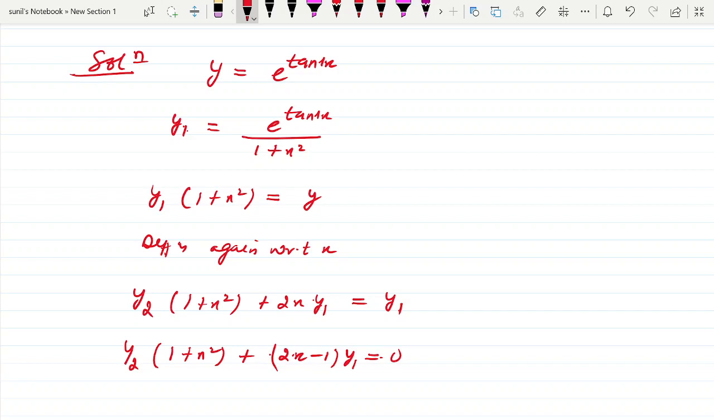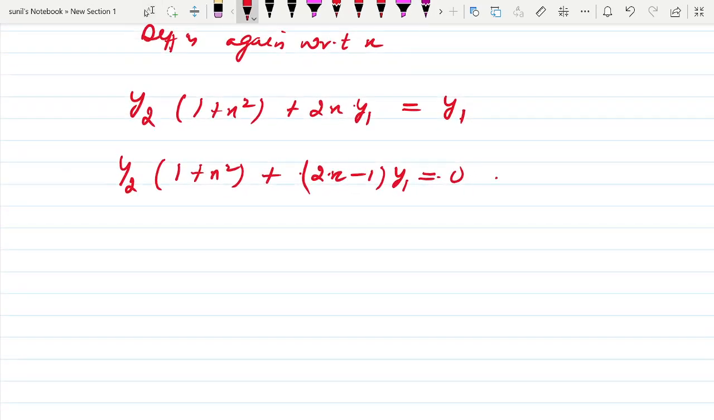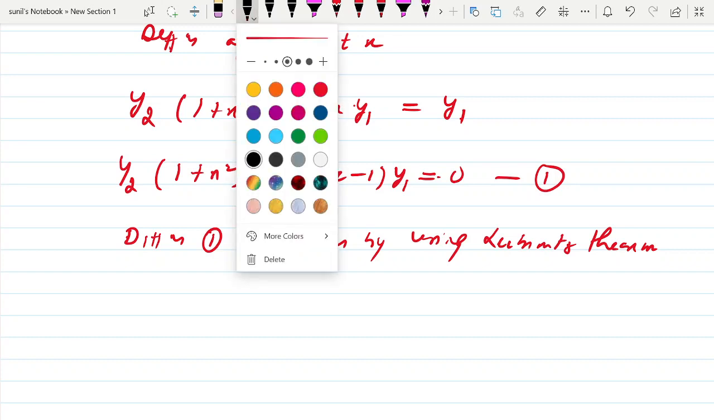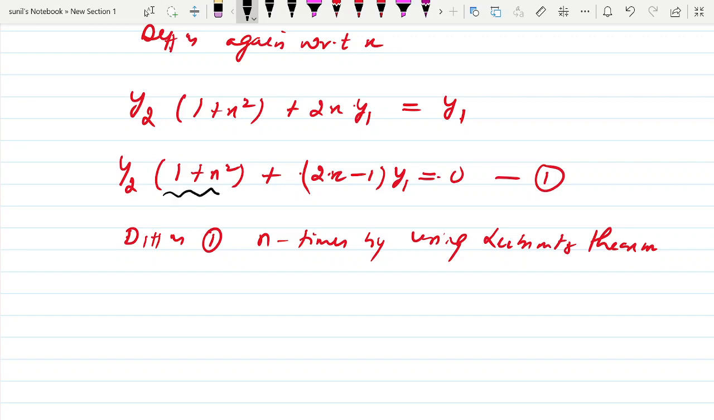Now try to understand how we are going to establish the relation. Now let it be 1. Now differentiating 1 n times by using the Leibniz theorem. Now guys, when I apply the Leibniz theorem, just try to understand how I will take u and v. I told you that always take v as that function whose derivative vanishes after a finite number of steps. This is my u. Here again, this is my v and this is my u.